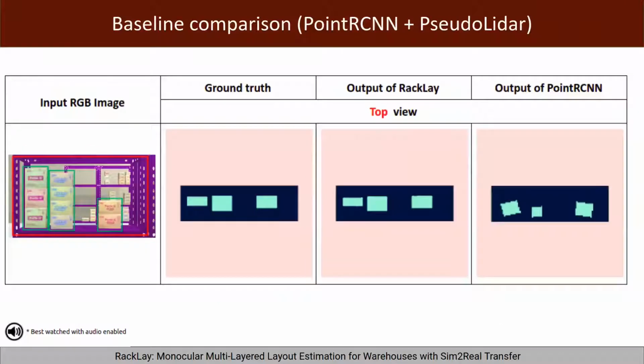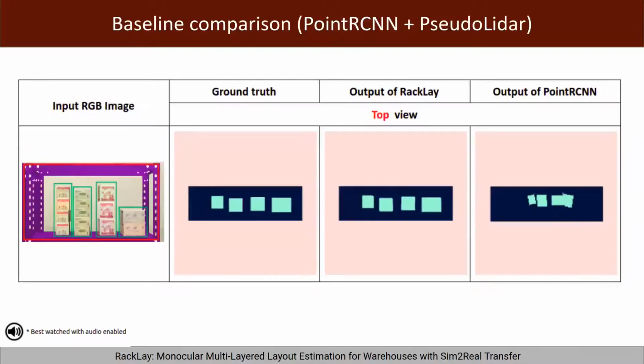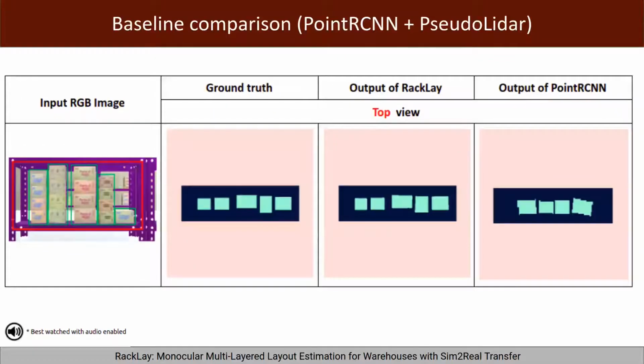Here, we show a comparison of PointRCNN with our network outputs, only for the bottom shelf. Since PointRCNN is designed assuming the presence of a single dominant ground plane, it fails to predict boxes on all levels. Thus, PointRCNN can detect objects on a single plane only, unlike RackLay that estimates multi-layer layouts. We can see that PointRCNN fails to predict the position and rotation of the boxes accurately. In some cases, it also fails to predict the presence of a box.